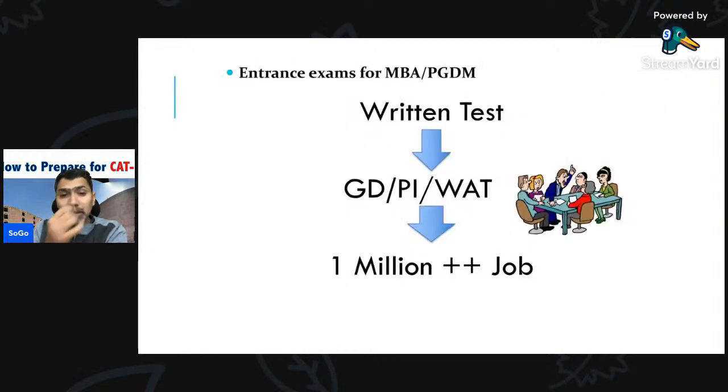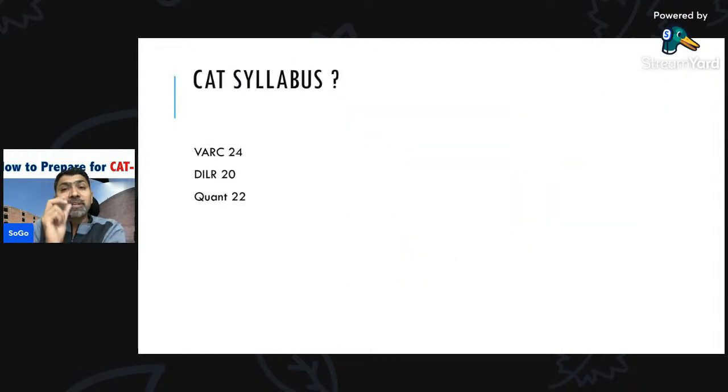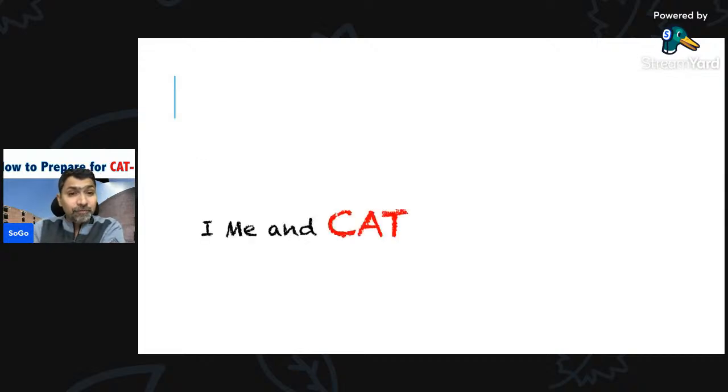Now coming to the pattern of the CAT, you have 24 questions in verbal, 20 questions in DILR, 22 in quantitative aptitude. If the pattern doesn't change, this is gonna be broadly the structure of the examination. If the pattern changes, yeah, there can be change. Now they give 40 minutes for each of them.